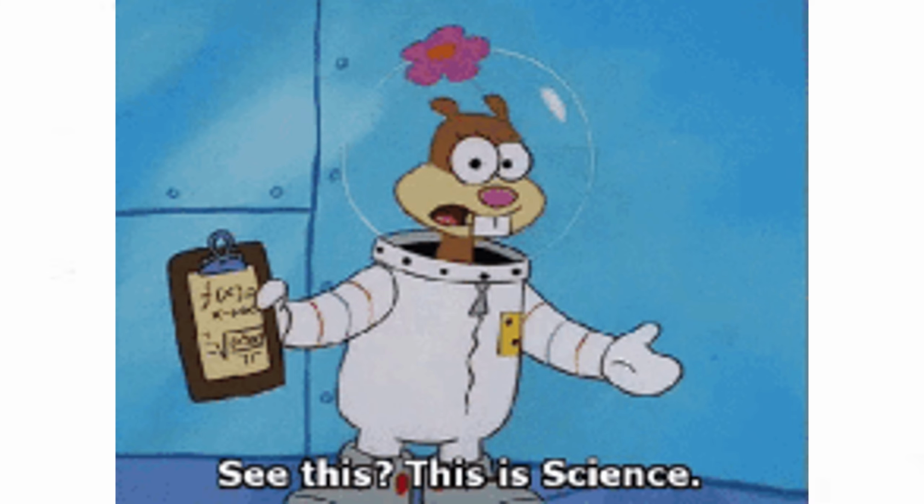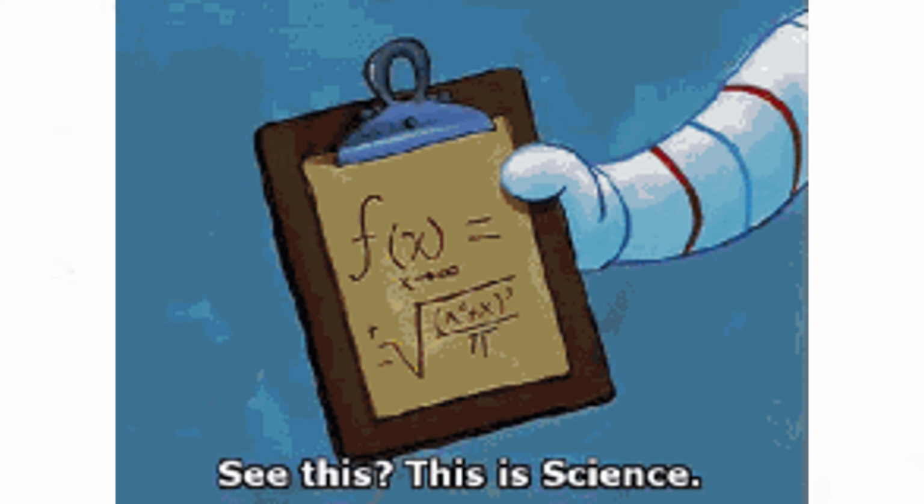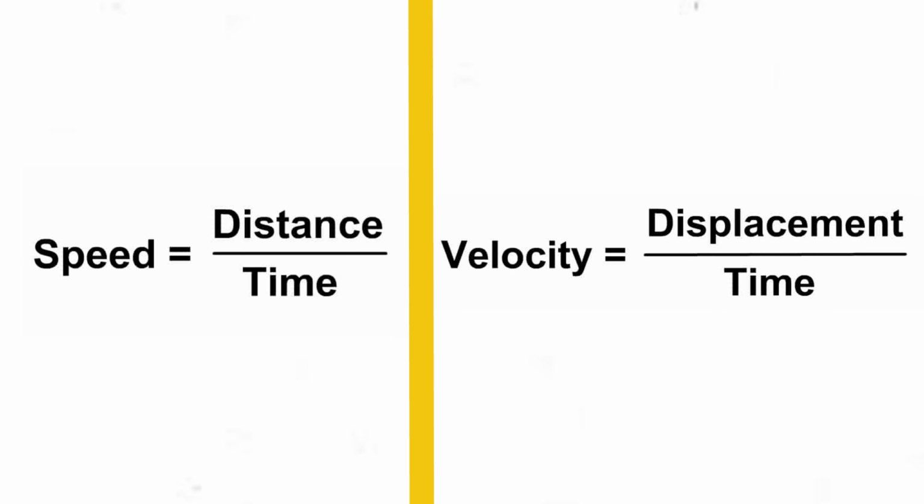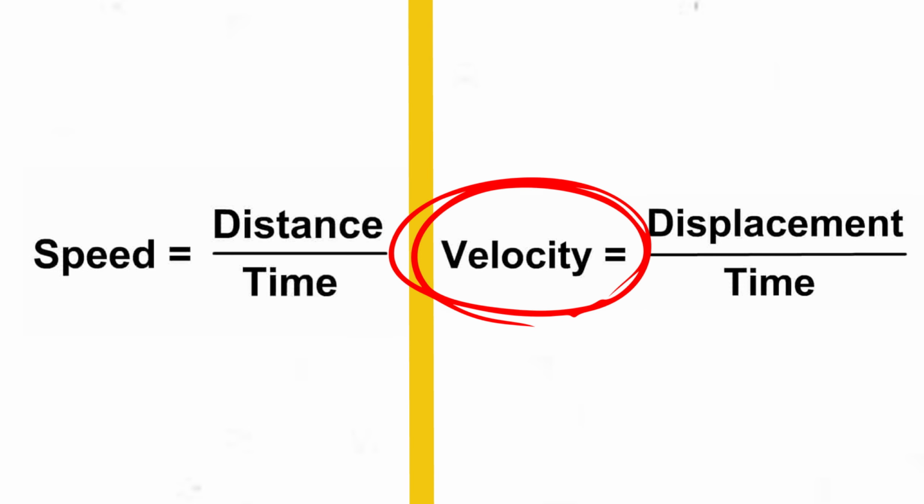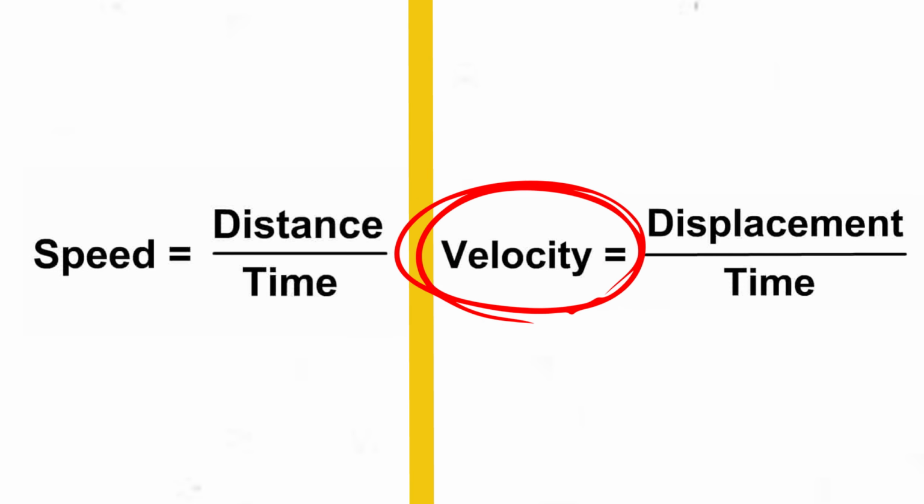Today we're going to master the two most fundamental equations in physics, speed and velocity. They might sound like the same thing, but in science, the difference is everything. On your left side is the formula for speed, where speed equals distance over time. On your right side is the formula for velocity, where velocity equals displacement over time.